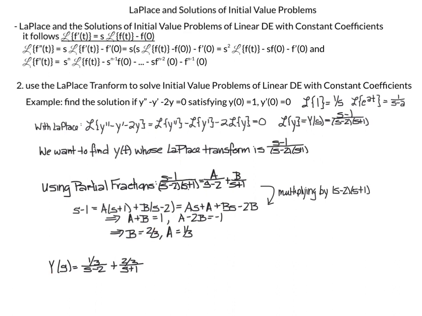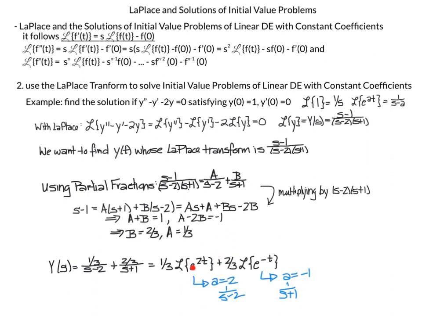So Y of s is equal to 1/3 over s minus 2, plus 2/3 over s plus 1. Because Laplace is linear, that means this is 1/3 the Laplace transform of e to the 2t, plus 2/3 the Laplace transform of e to the minus t.